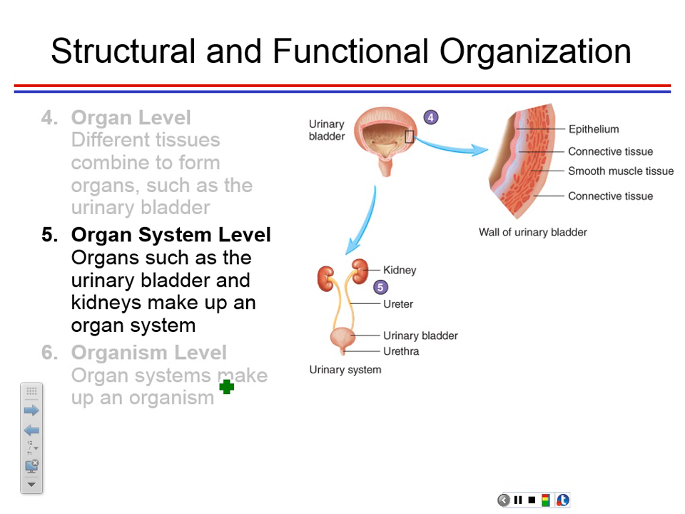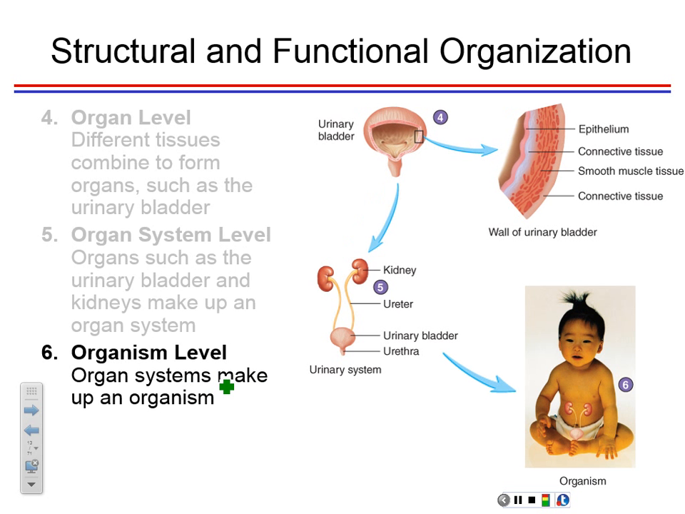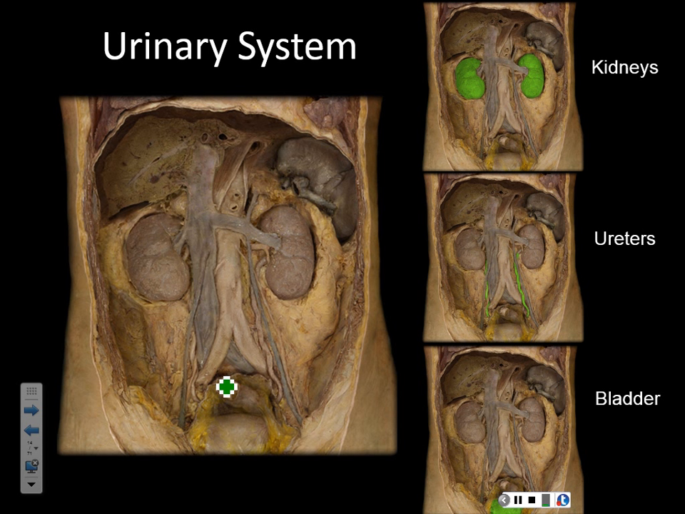And then, of course, these organs make up a system: digestive, nervous, respiratory, etc. And finally, all these systems come together to make up the organism. And we're going to talk about how all these systems are organized in the body. This again shows the urinary system, which is a simple system really: the kidneys, the ureters, the bladder, and the urethra, and that's it.